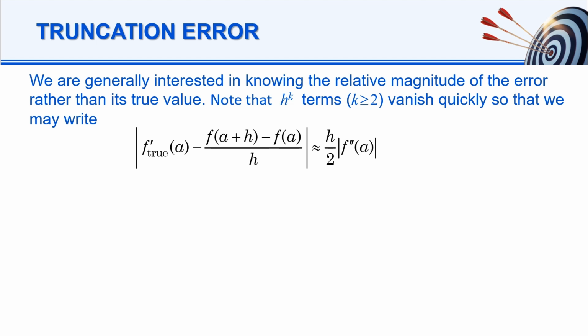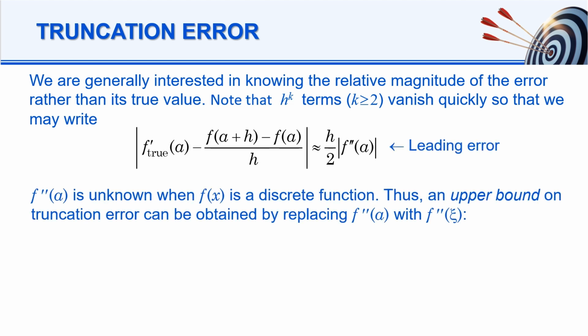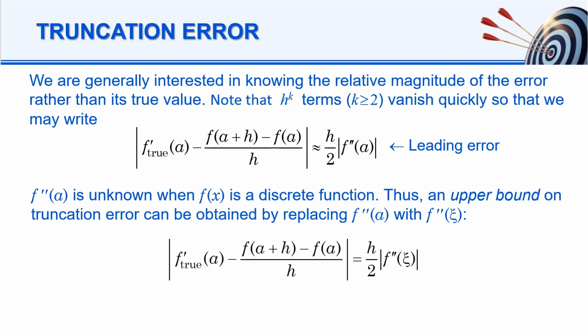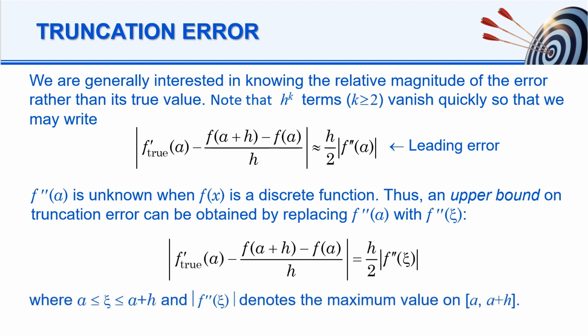f''(a) in the leading error is unknown when f(x) is a discrete function. Thus, an upper bound on truncation error can be obtained by replacing f''(a) with f''(c), where xc is in between a and a plus h, and the absolute value of f''(c) denotes the maximum value on the interval from a to a plus h.